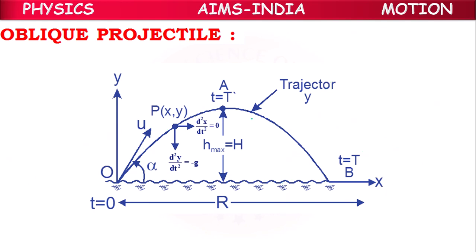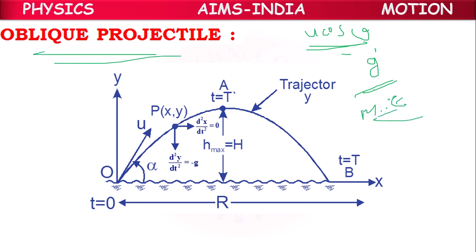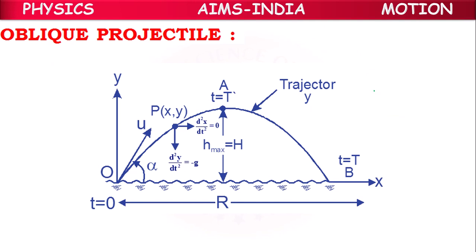So mechanical energy is also constant here. u cos theta, the horizontal component of velocity, is constant, acceleration due to gravity g is constant, and mechanical energy will be constant throughout the oblique projectile. These three are constant.